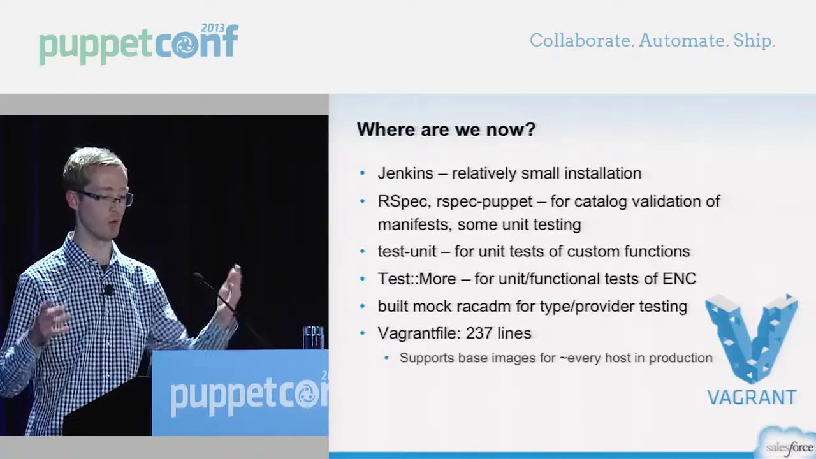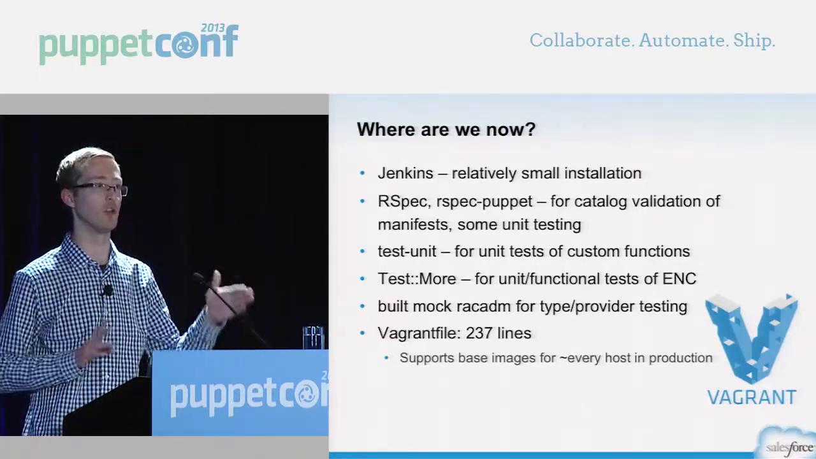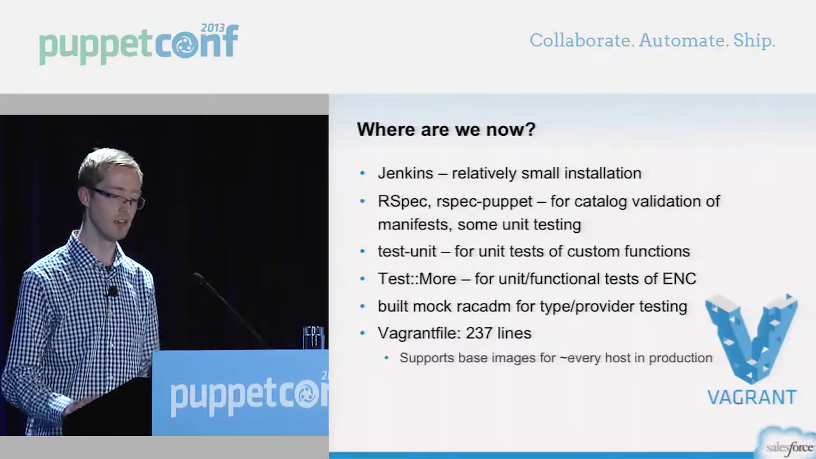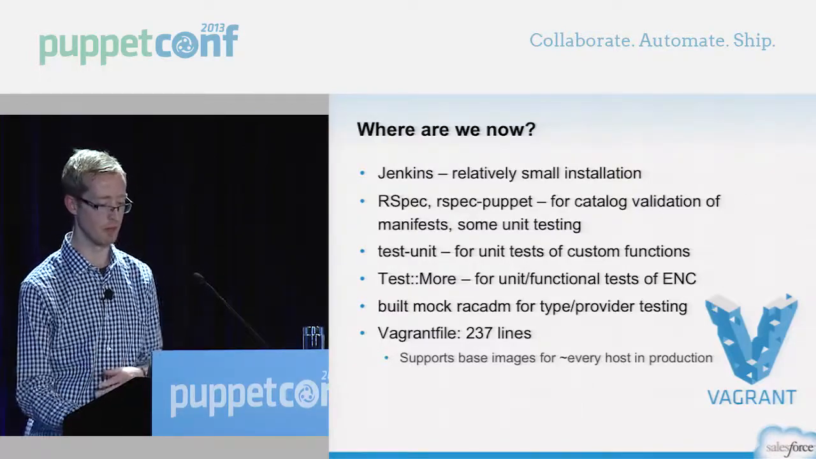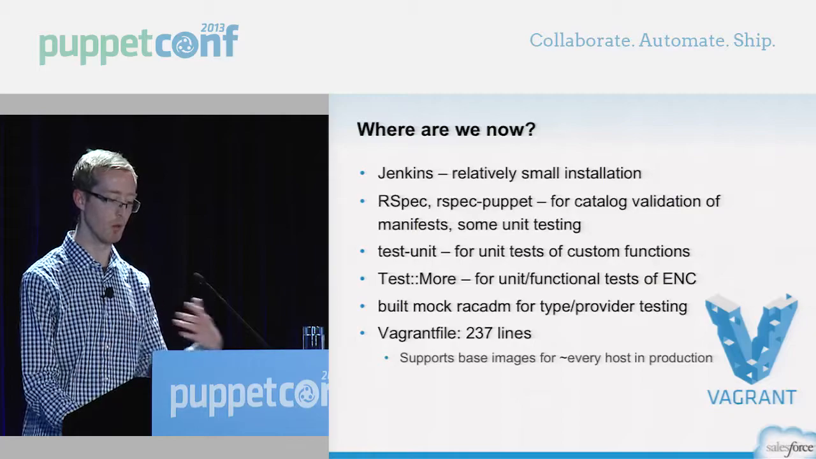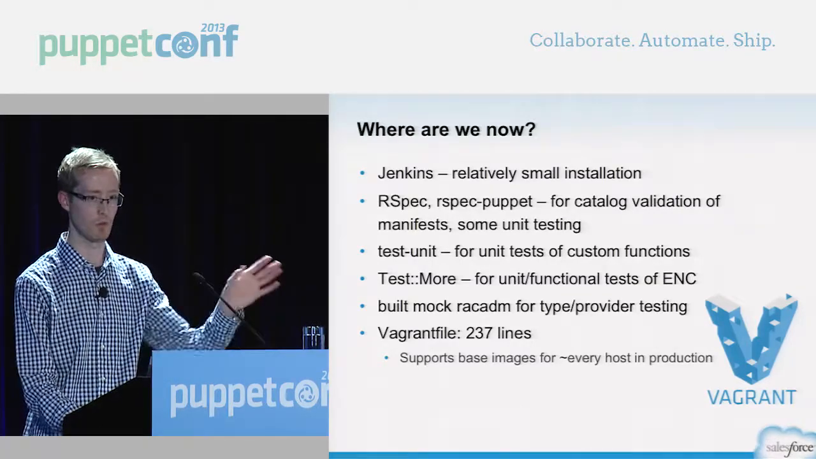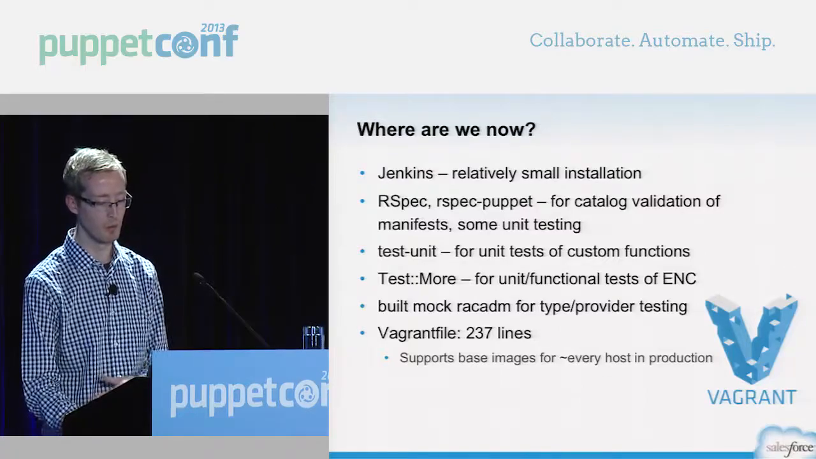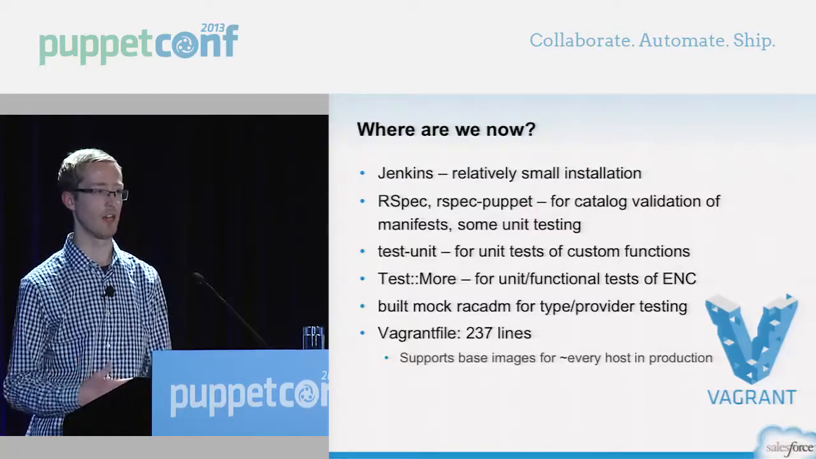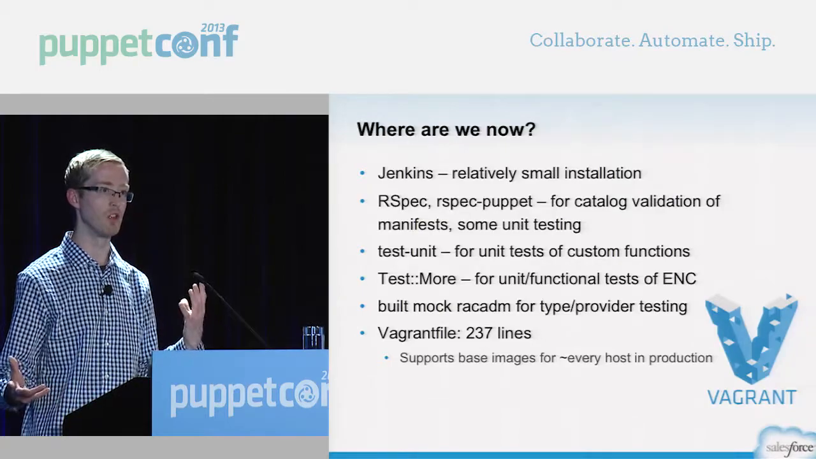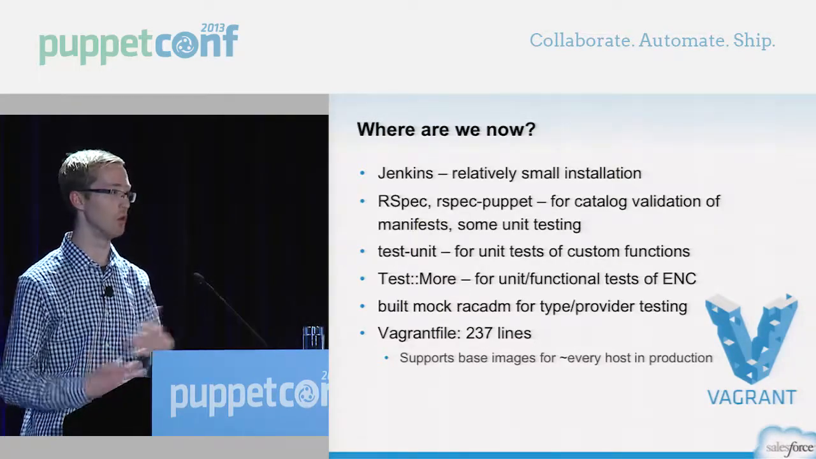I don't recommend splitting. I think it's a good idea to choose one and kind of go with it. So hopefully we'll be able to refactor that. We're also using Test::More, which is a Perl library. I know, we're back in Perl land. We're really using it for unit and functional tests of the ENC. There's no reason that it has to be in Perl or using Test::More.